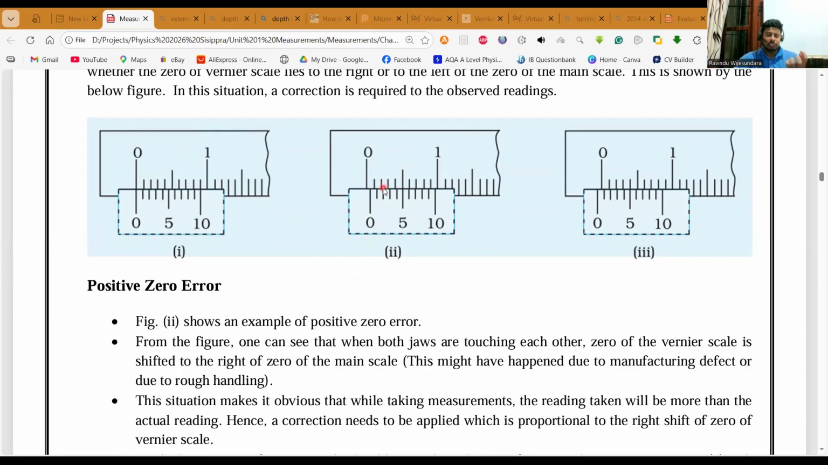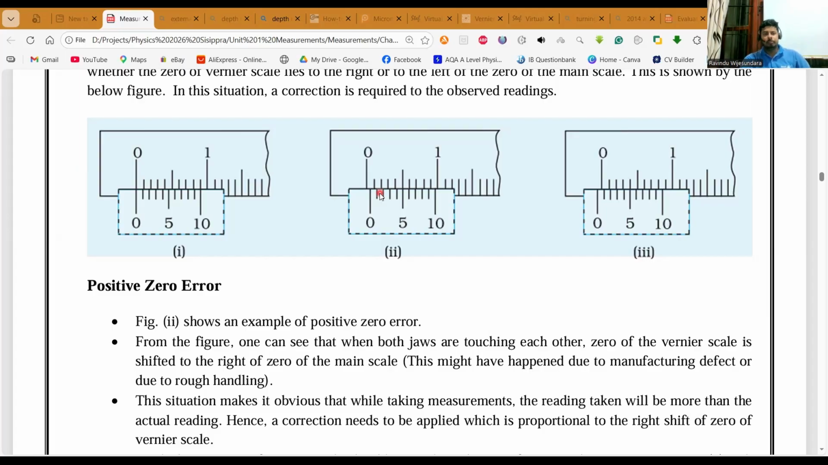What do you mean by a zero error? How do you calculate the zero error? How you find the zero error is very easy. First, you have to bring the jaws together such that they are touching each other. In your examination, basically in a structured essay, they can ask how do you find the zero error? Then you have to explain that.